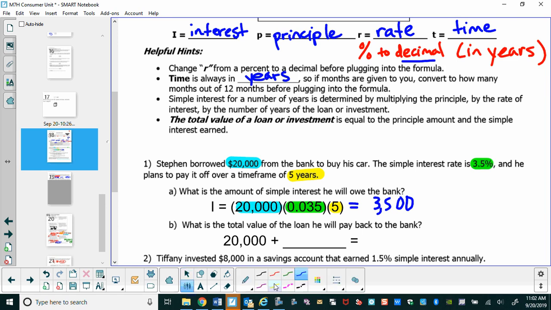The question might ask you to take it a step further and say, so what's the total value of the loan that he's going to be paying back to the bank? So if he originally borrowed $20,000 and he's going to have to pay them an additional $3,500 in interest, we get that eventually he'd be paying the bank a total of $23,500. Okay? So if you want to pause the video and try the next one on your own, that'd be great. Then you can just hit play and I'll keep walking you through it.